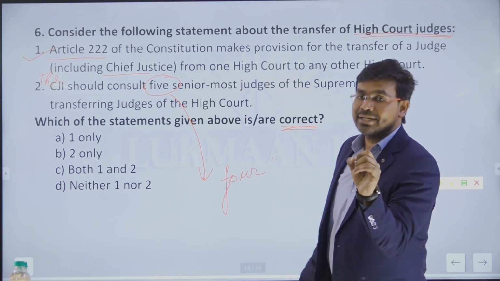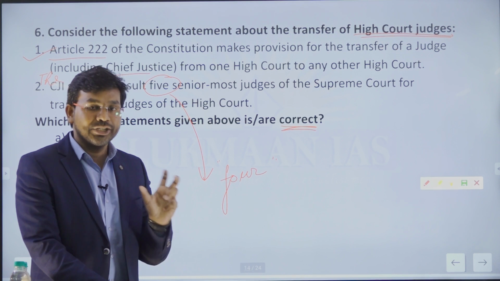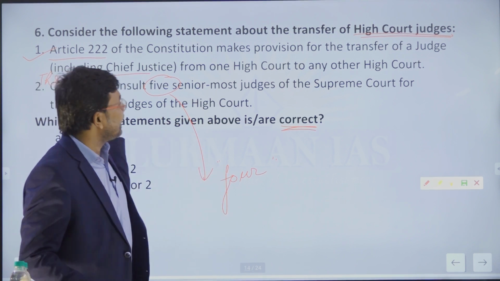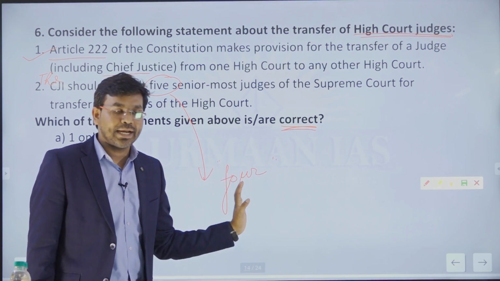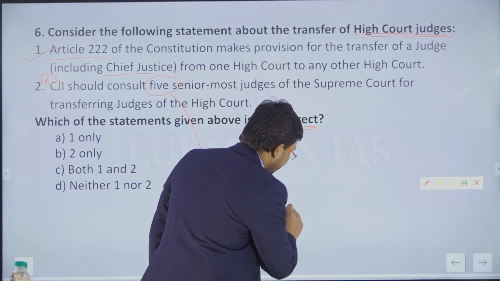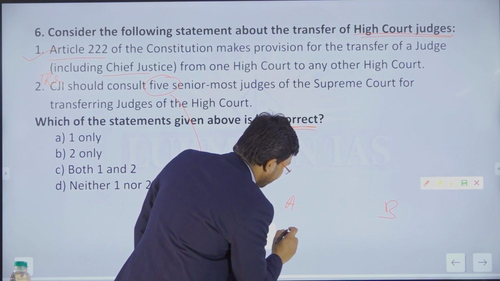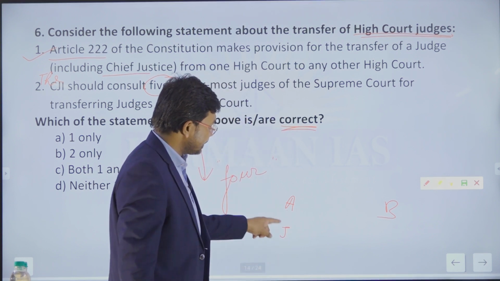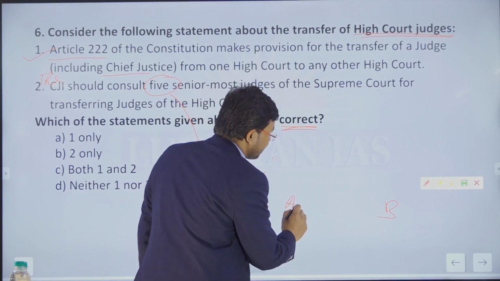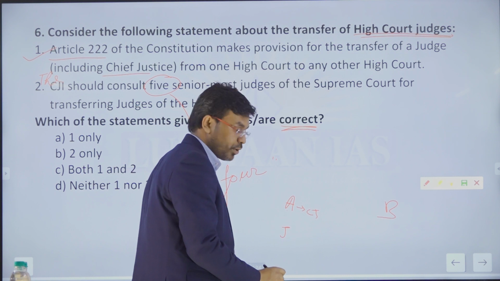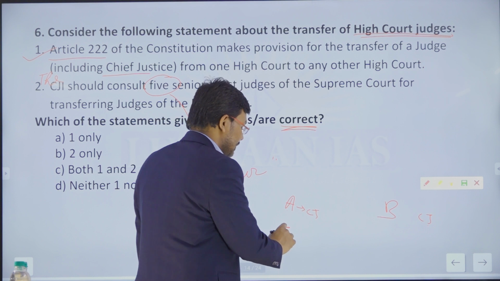The decision of transferring judges is basically taken by the Chief Justice of India initially. He initiates the process, then he consults the 4 senior most judges of the Supreme Court of India. Let's say this is High Court A, this is High Court B, and from here we have a judge. If this judge is to be transferred, the CJI consults with the Chief Justice of this High Court, and then they also consult with the Chief Justice of the other High Court, to transfer this judge.